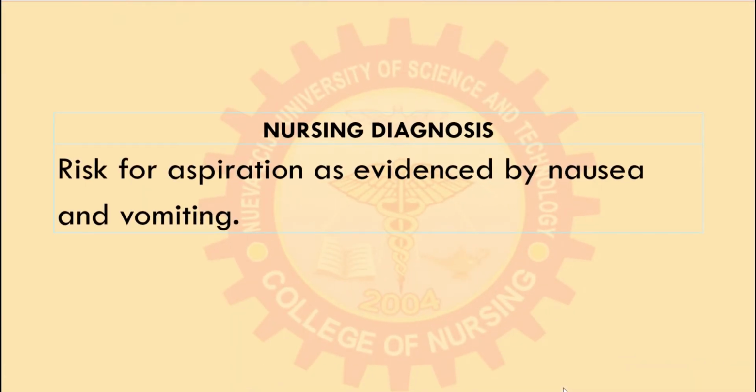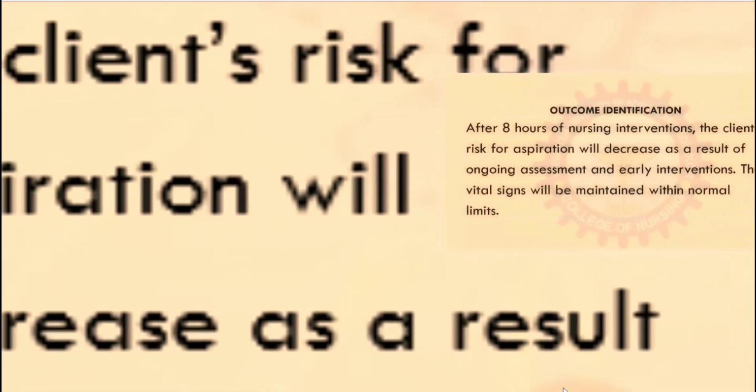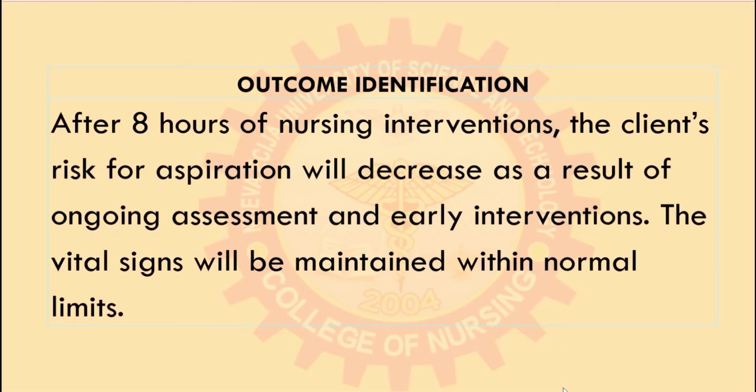For the nursing diagnosis, risk for aspiration as evidenced by nausea and vomiting. For the outcome identification, after 8 hours of nursing interventions, the client's risk for aspiration will decrease as a result of ongoing assessment and early interventions.